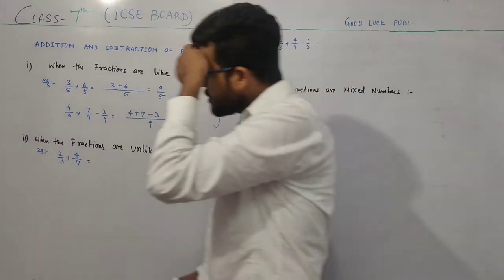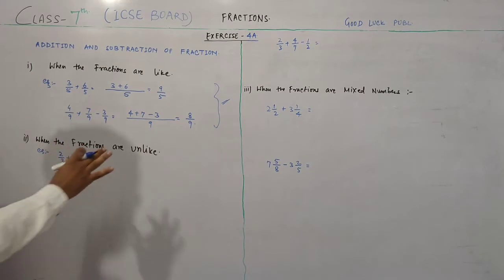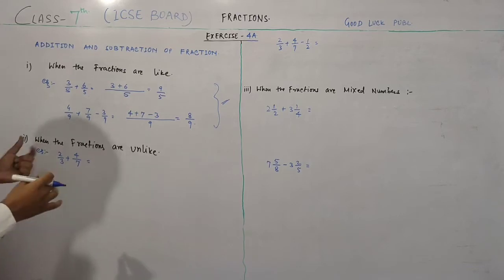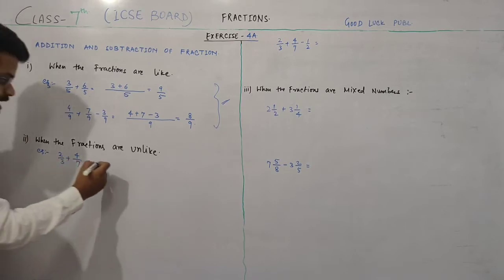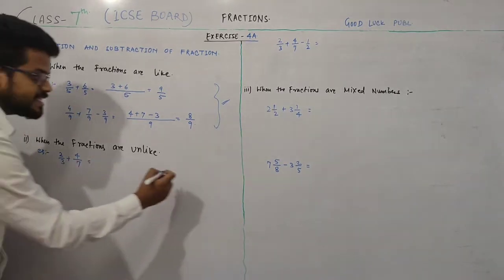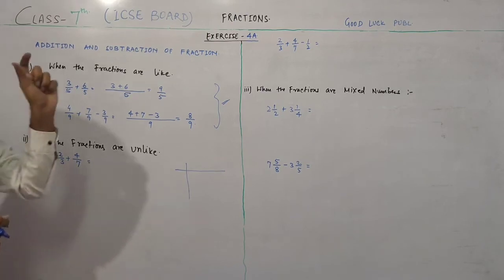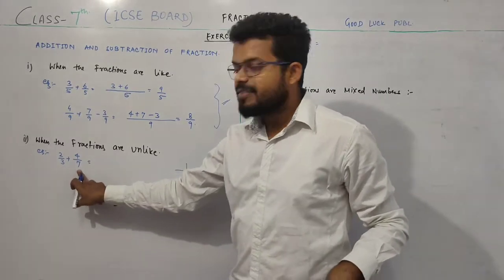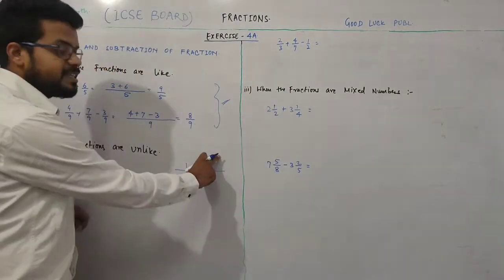Now come to the second point, which is when the fractions are unlike. Concentrate on the board and please be careful about what I am saying to you. So this is when the fractions are unlike. In this case, firstly, you take the LCM of the numbers which are in the denominators. So here it is 3 and 7. I simply take the LCM of 3 and 7.